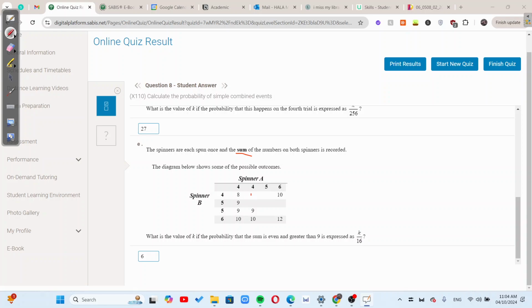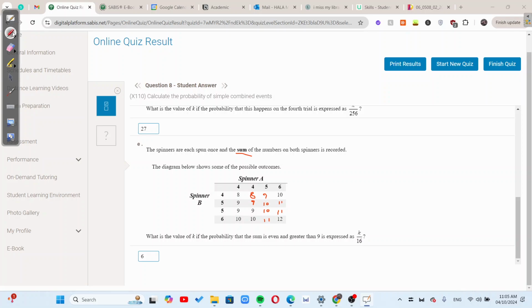4 plus 4, 8. And since this number is like this number, just copy it the same. So 8 and 9. Now 5 plus 4 is 9. 5 plus 5, 10. 5 plus 5 again is also 10. And 5 plus 6 is 11. Now 6 plus 4 is 10. 6 plus 5 is 11. 6 plus 5 again is 11. Now we've completed our chart. We finished filling it out.